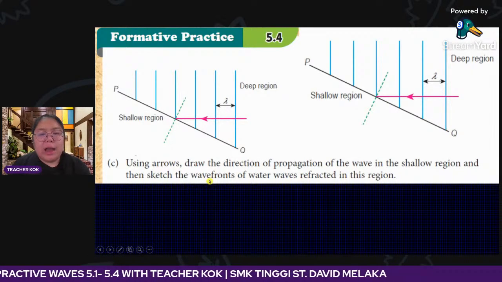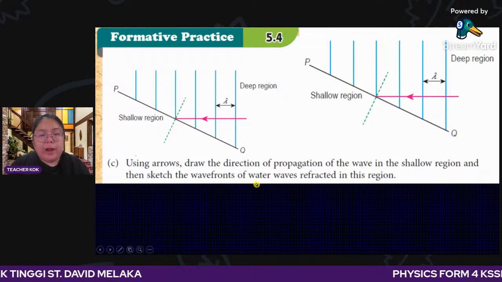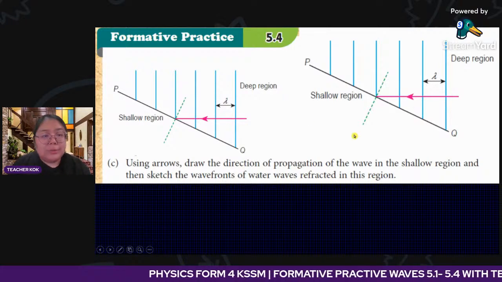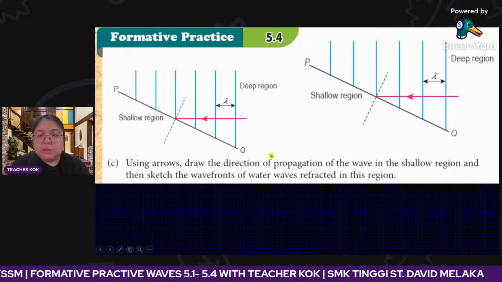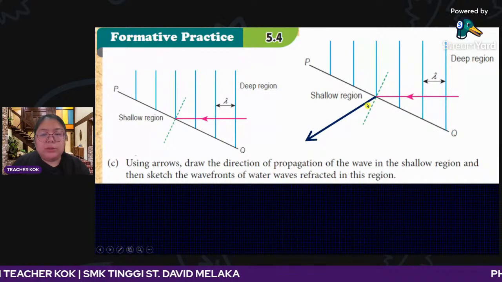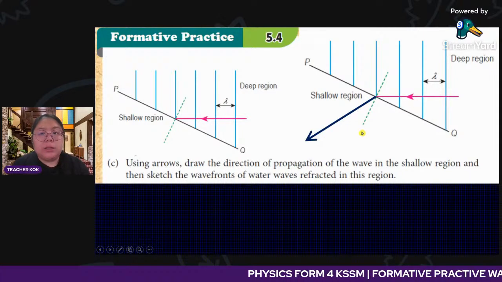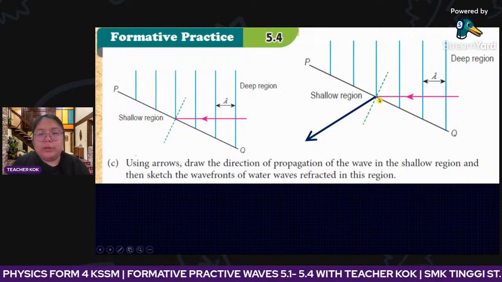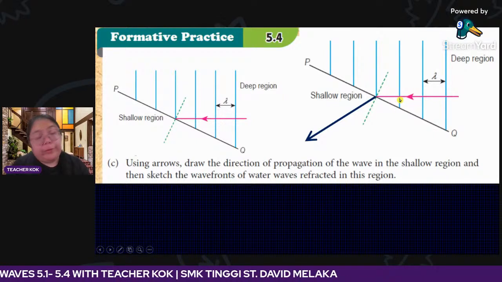Okay, draw an arrow for the direction of propagation of the wave in the shallow region, and then sketch the wave fronts of the water wave refracted in this region. So that means you need to draw. This one is the deep region, then this one is the shallow region. So we draw the refraction. This one is deep, then this one is shallow. They will bend towards the normal. After they bend towards the normal, you can see the incident angle and the refracted angle. The incident angle is bigger than the refracted angle.